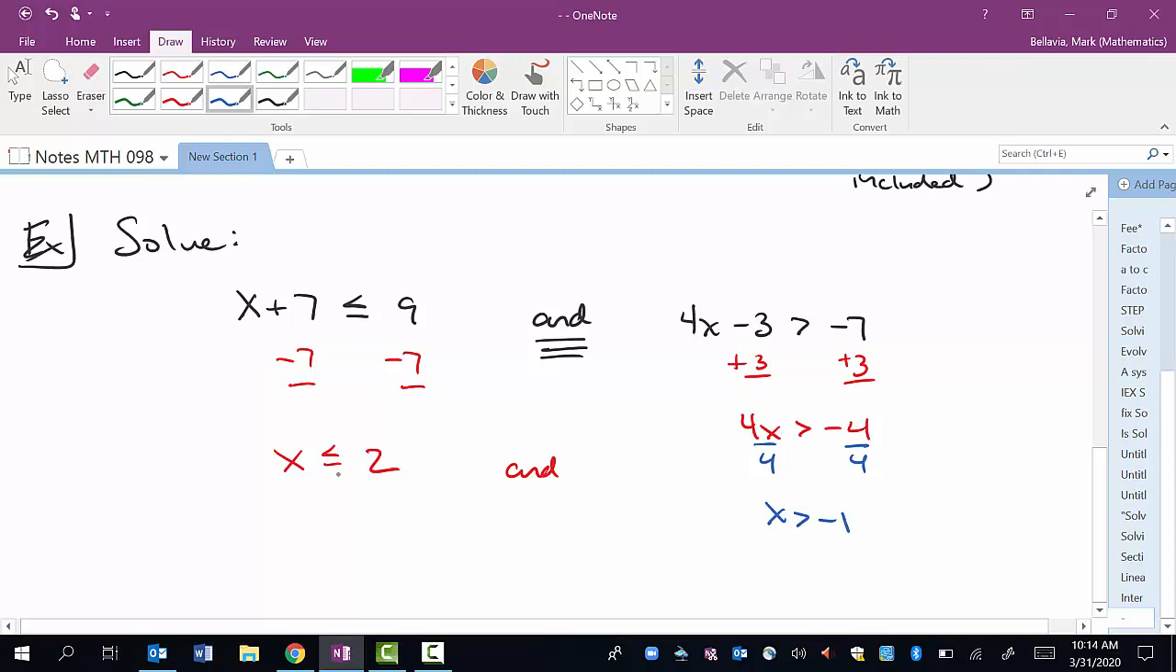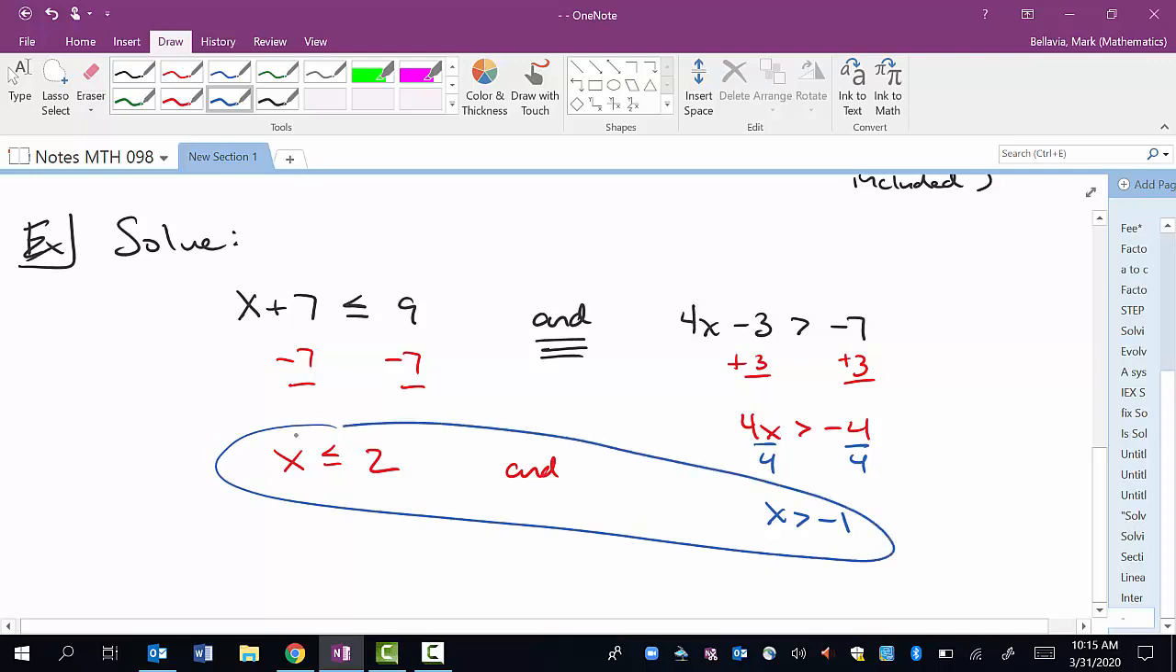So we have x is less than or equal to 2, and x is greater than negative 1. So this whole thing is your solution. The word and in between there is telling you that you want the overlap between them. Now we're not done. This is kind of like a temporary solution before we simplify it down to our final answer.